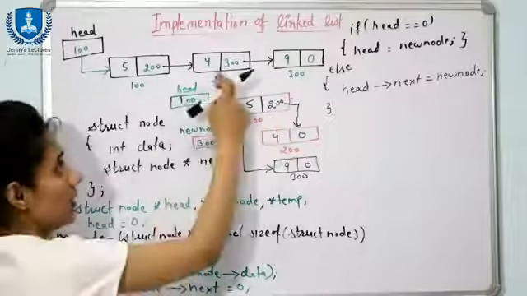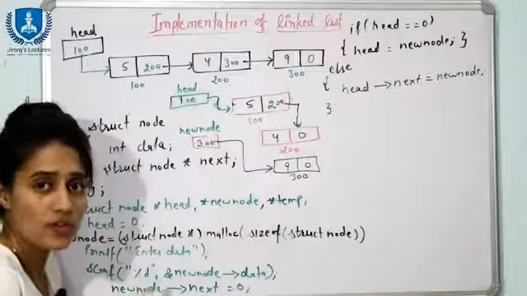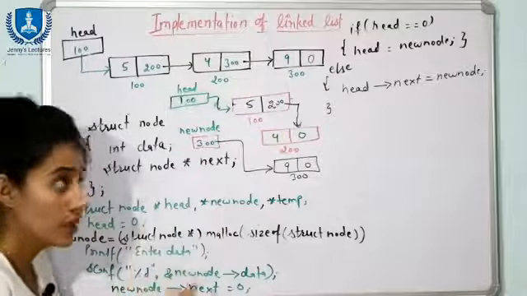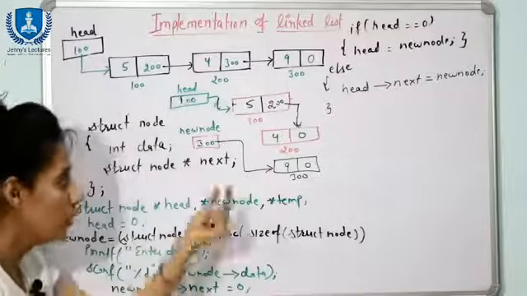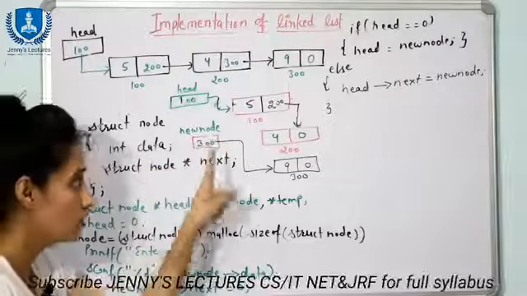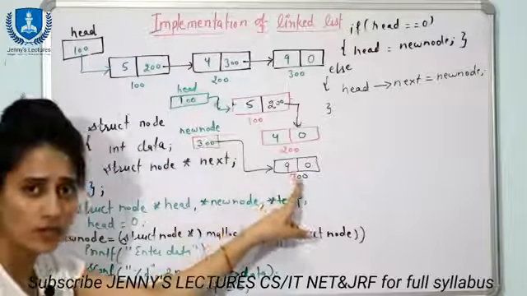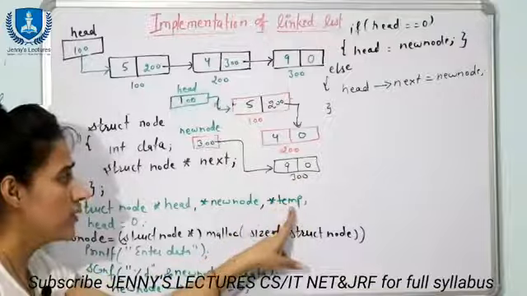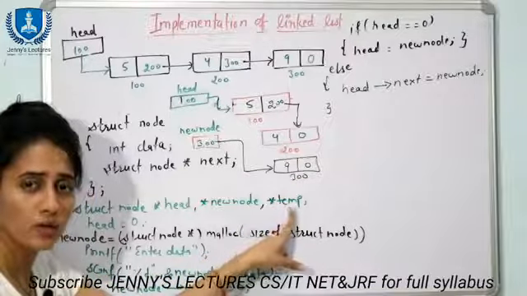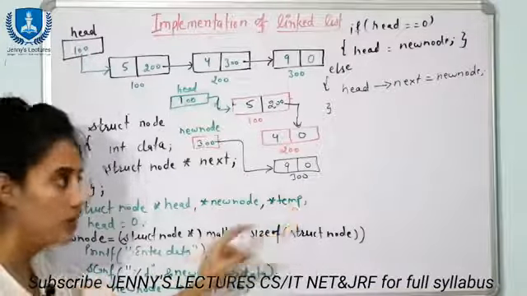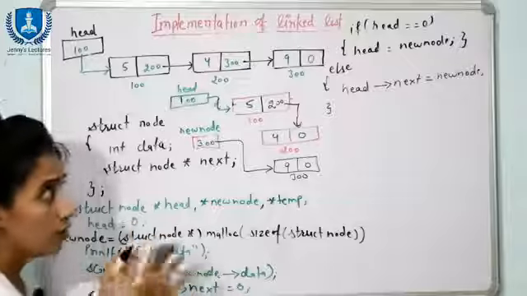So for traversing the list, obviously we need an extra pointer. We cannot change this head node. We cannot use this new node pointer, because this is only going to have the address of the newly created node. We are going to take another pointer, that is temp. Fine. Now you have to modify your coding a little bit.